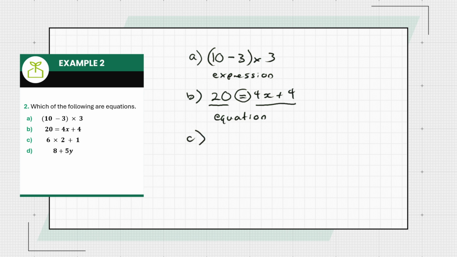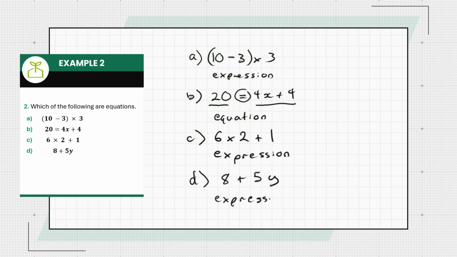For C, we have 6 times 2 plus 1. There is no equal sign here, it's just a series of operators on certain terms, so this is in fact an expression. And finally for D, we have 8 plus 5y. Again, this is not being said to be equal to anything else, so this is also an expression.